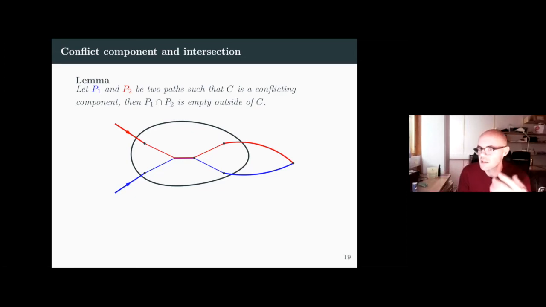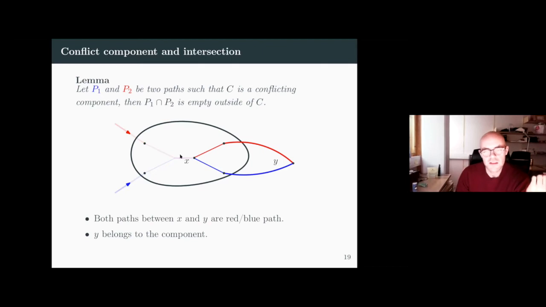And this is what is nice about conflicting components. So how do we prove this? Well, it's not very hard. It's basically the previous thing. Suppose that these two paths, P1 and P2, have an intersection outside this component.